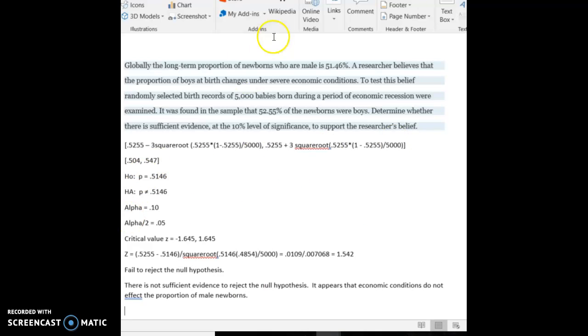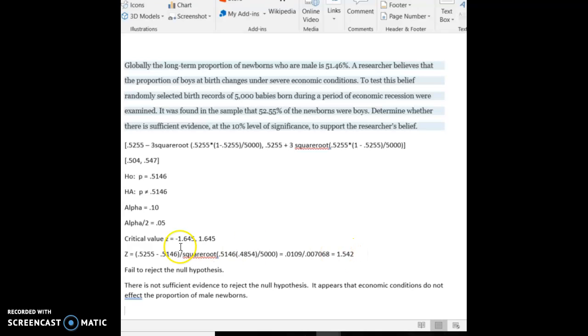Okay, now, if we were doing all of this again, all of this would be the same, except when we got to getting our critical value. We would not need to do this when we're using a p-value. We would instead just do our z. We get 1.542. So now let's take our 1.542 and let's look up the p-value.